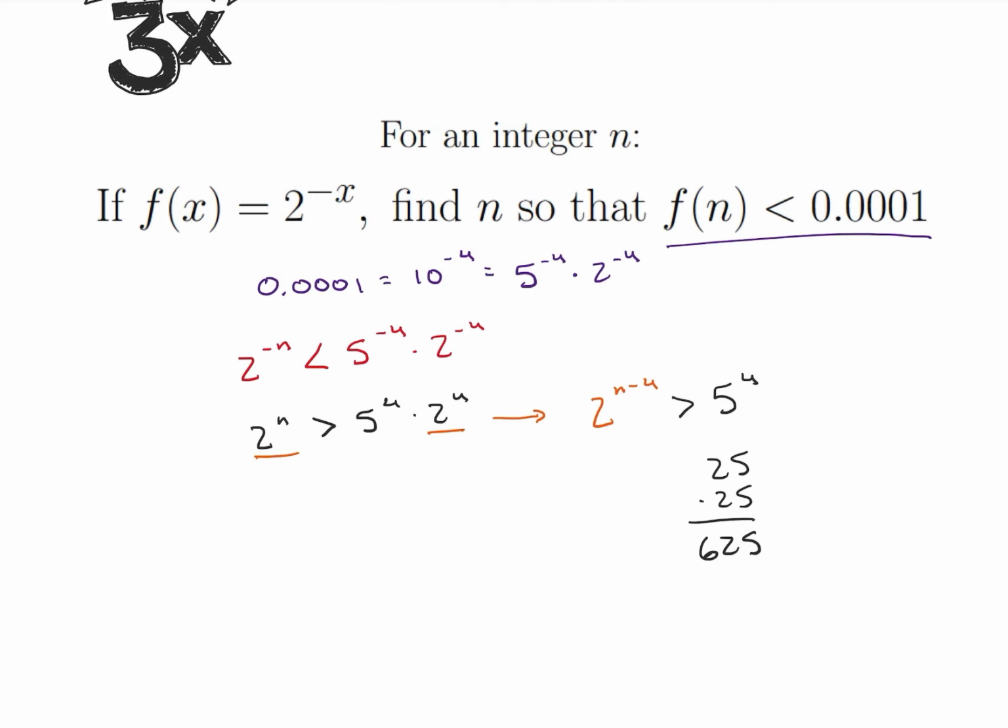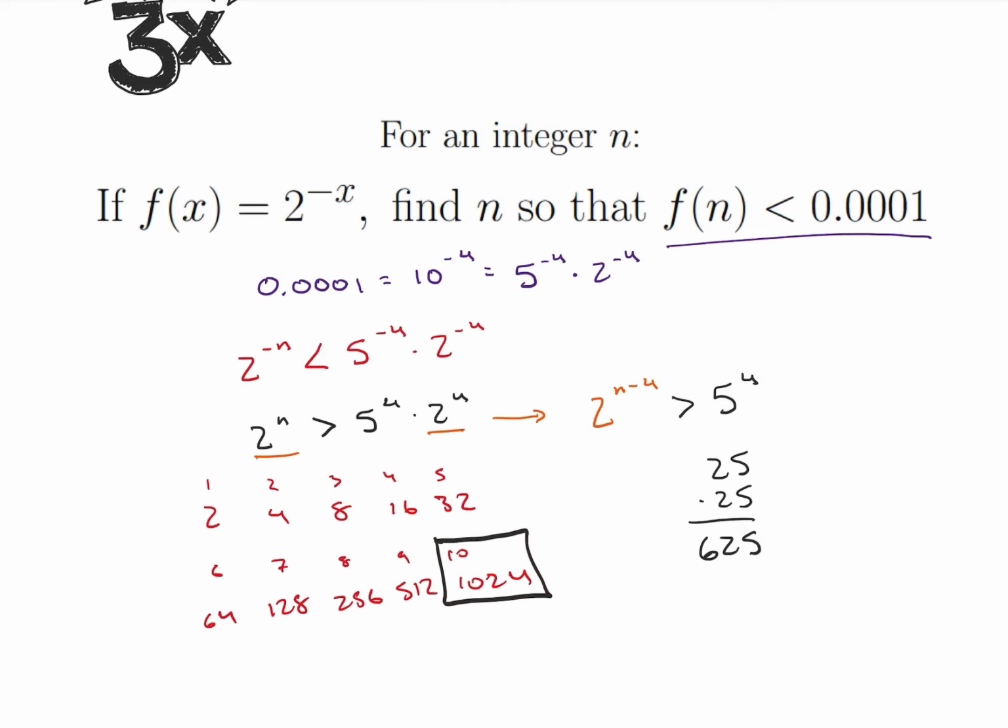So if we want to figure that out real quick, I'll just kind of do it by brute force. So 1, 2, 3, 4, 5. So 2, 4, 8, 16, 32. 6, 7, 8, 9, 10. I get 64, 128, 256, 512, and then 1024. So my first guy, where I have 2 raised to some factor bigger than 625, is 2 to the 10th.